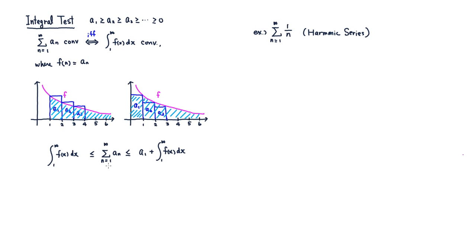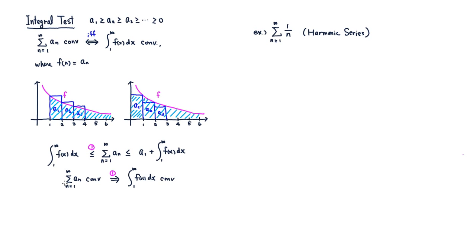Using these inequalities, we can make this conclusion. If the series converges, then using the first inequality, by the comparison test, if this converges to a finite number, the integral is even smaller, so we know that the improper integral converges.